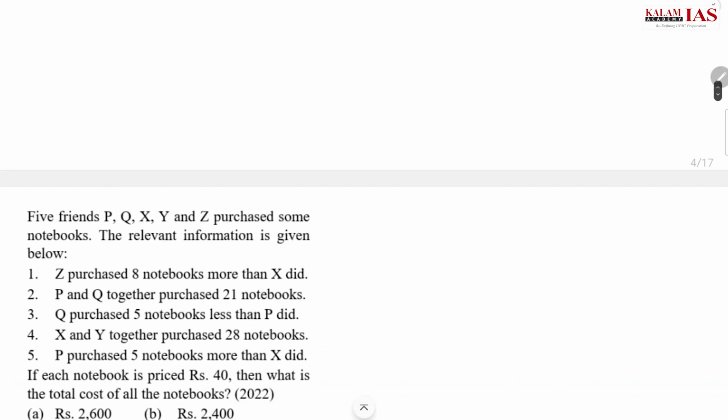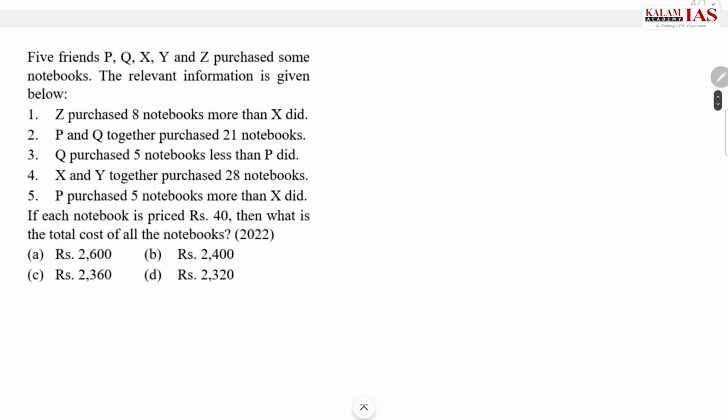So let's start with the first question. This is a slightly tricky question. I am starting with a tough question so that once we understand this question, all the subsequent questions become quite easy for us to solve.